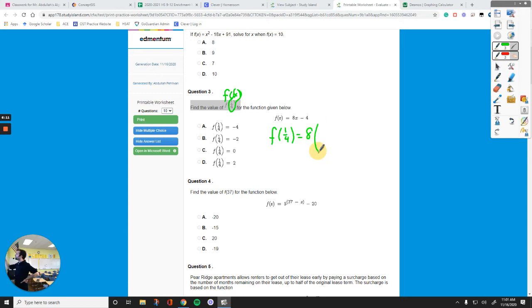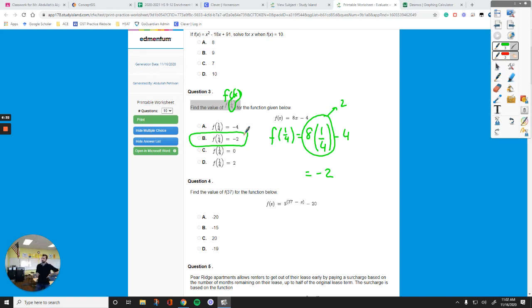8 times 1/4 minus 4. Look at just your right side. You have all numbers. You can just use a calculator to figure it out. That's going to be -2, the answer. Because this right here is +2. 2 minus 4 is -2. Let's do the next one.